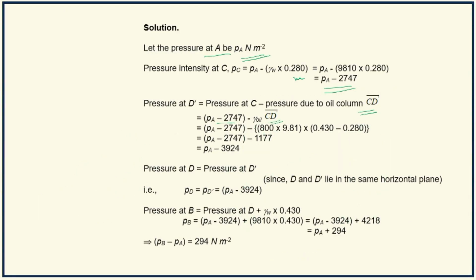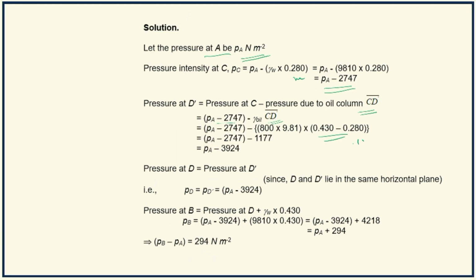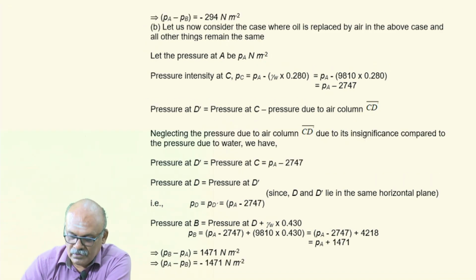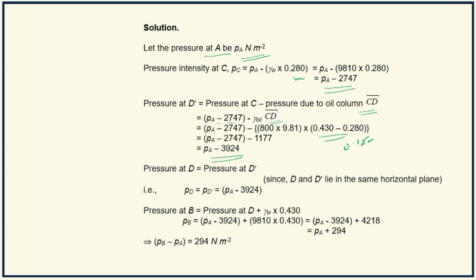Okay. So, this is 0.15 meter. So, you get pressure at D dash is equal to Pa minus 3924, of course, this will be Newton per meter square. Then pressure at D. So, D is a point in the same horizontal plane as that of D dash. So, the pressures will be equal, pressure at D will be equal to pressure at D dash, since D and D dash lie in the same horizontal plane. So, PD is equal to Pa minus 3924.